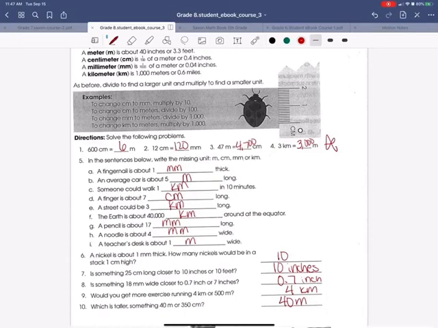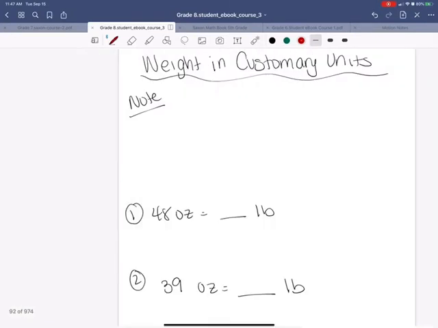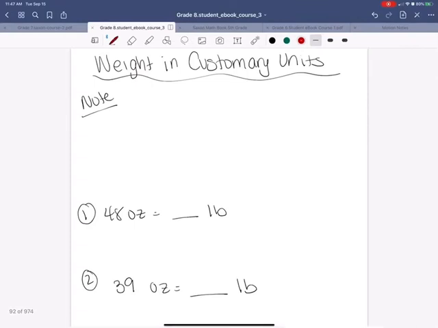All right. Next up, let's look at weight in customary units. So there are some notes that we need to remember when we are using our customary units. It's not as simple as just remembering our nice chart.